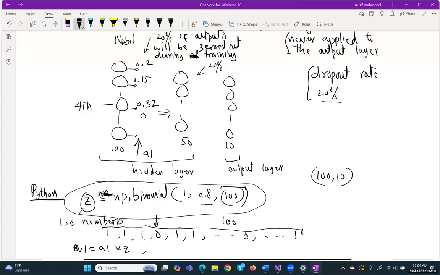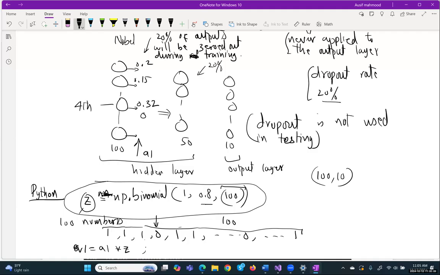We do not use dropout during testing. We won't be zeroing out the outputs because then it will be terrible. So dropout is not used in testing. Make sure your code is not applying the dropout at the test time.